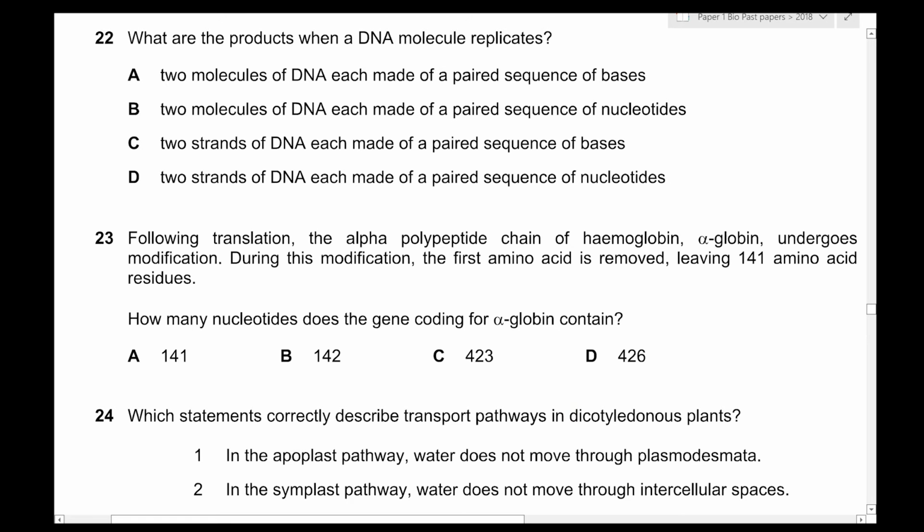Number 22. What are the products when a DNA molecule replicates? A, 2 molecules of DNA, each made of a paired sequence of bases. Here, when we're describing the DNA, we actually use the proper terms. For example, in this case, we use molecules to describe DNA, not strands, and we also use the monomers that make up the DNA when describing it. The monomers for DNA are actually not the bases. The monomers for DNA are nucleotides. Therefore, we're using nucleotides, and we use 2 molecules of DNA, not strands. Therefore, the answer is going to be B.